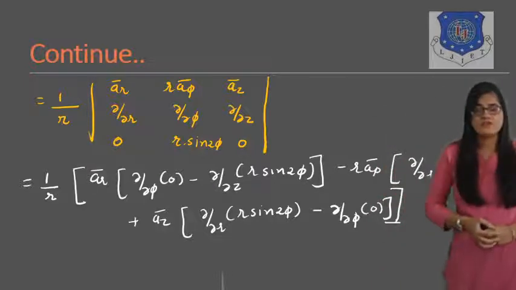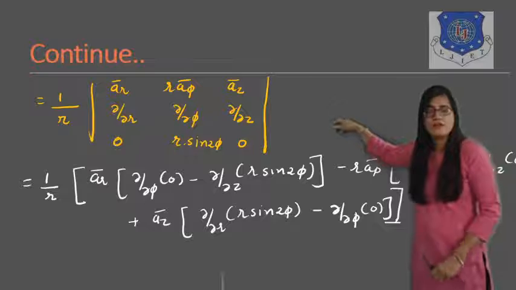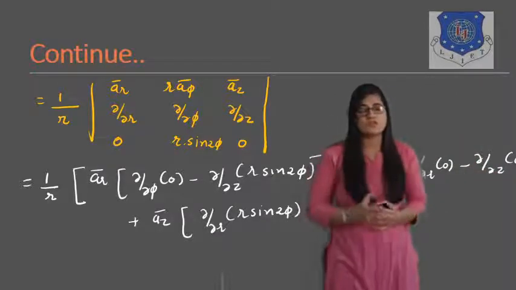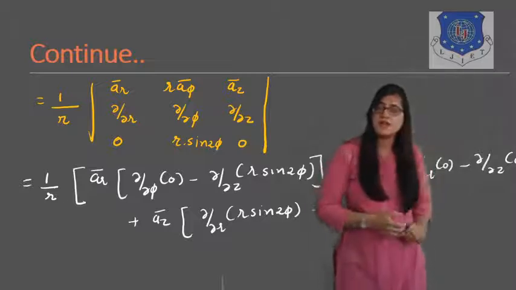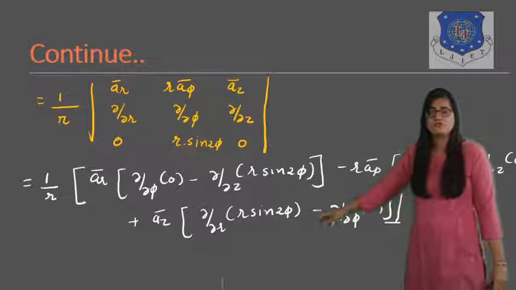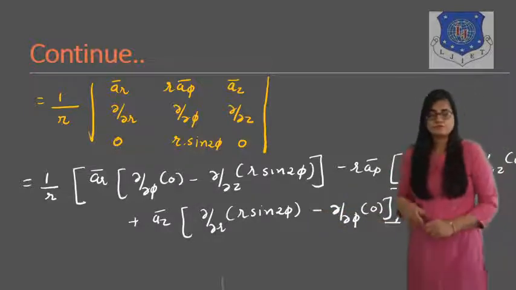For the second component, you have to do the minor of first and third, means del by del r of 0 minus del by del z of 0. Then for the third component, you have to take the minor of first as well as second. So it will be Ez bar as it is, del by del r of r sin 2 phi minus del by del phi of 0.